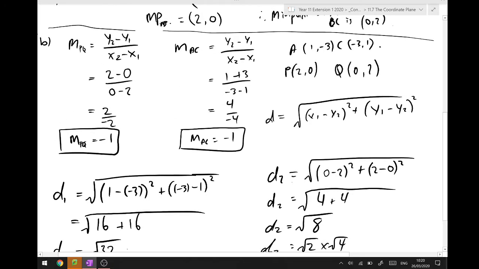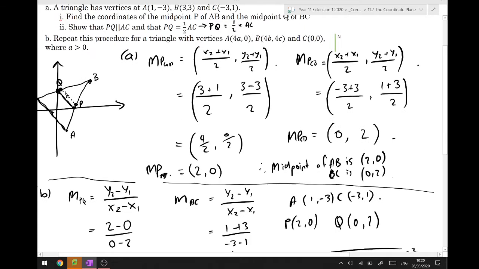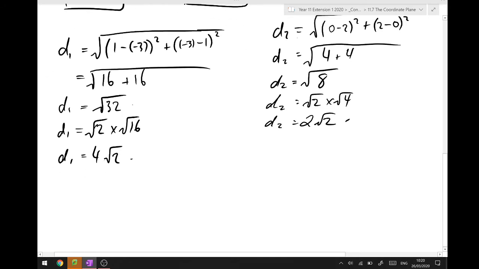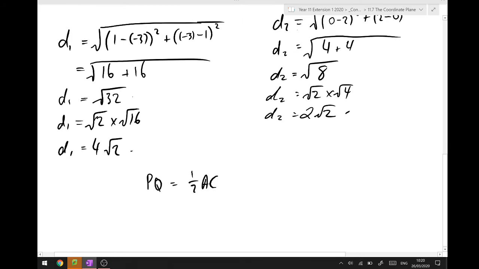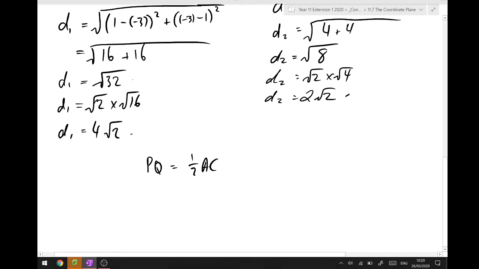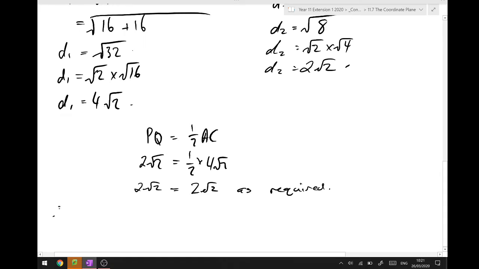Now we've got to check whether or not the other one is double of it. So we're checking that PQ is half of AC. PQ in this case is equal to 2 root 2, and AC is 4 root 2. So 2 root 2 needs to be equal to half of 4 root 2. Half of 4 is just 2. So 2 root 2 is equal to 2 root 2 as required. Therefore, PQ is half of AC.